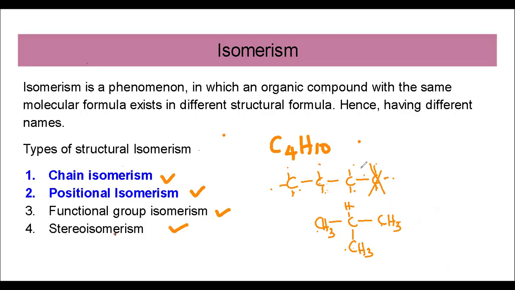Still the same C4H10. But what has changed? You have this one on a straight line, and then one of them is branching off. One side branch. So this is a chain isomer. The chains are not the same. Because the structural formula is not the same, they will have different names. Let's see how. What is the name of this? This is butane.